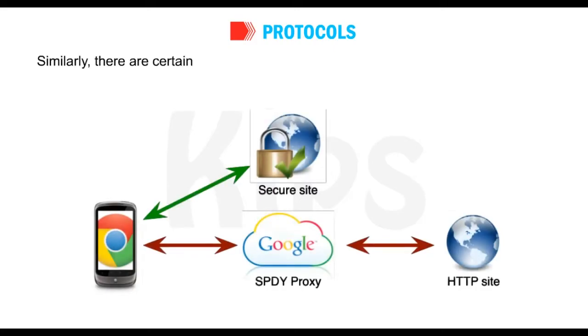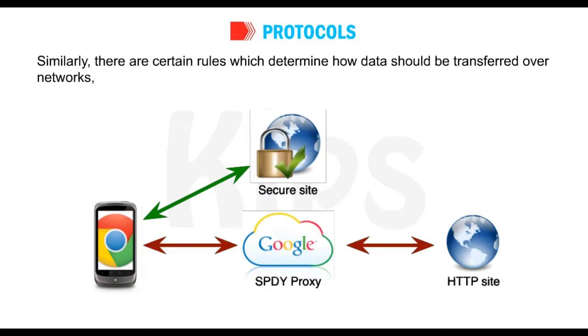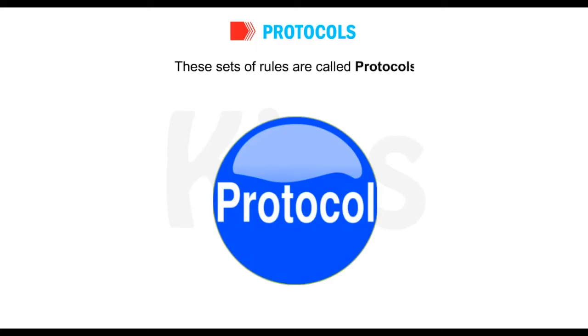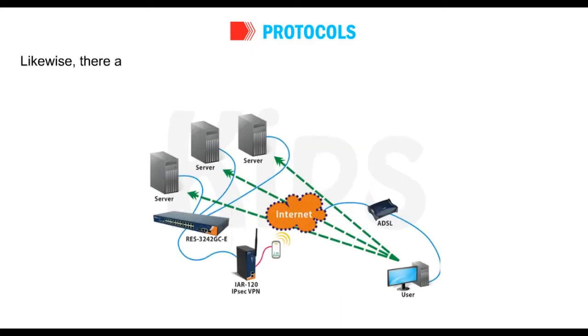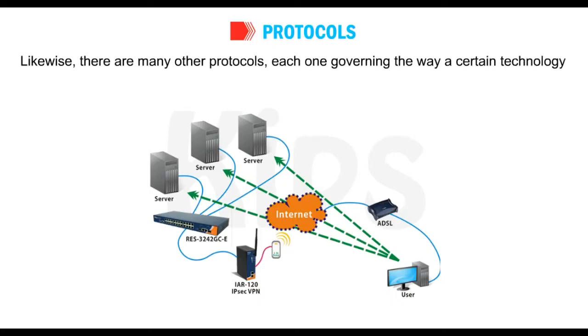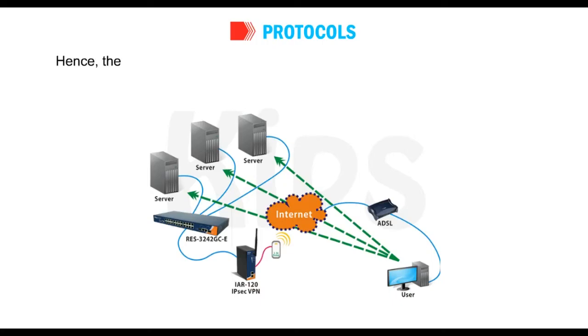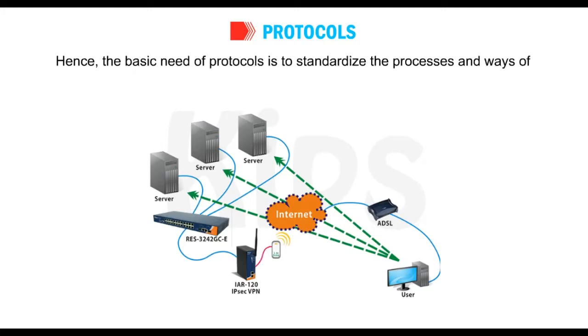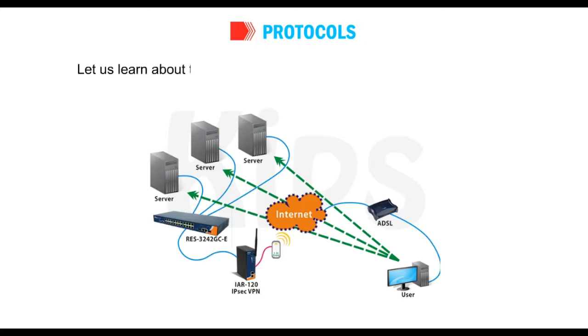Similarly, there are certain rules which determine how data should be transferred over networks, compressed, presented on the screen, and so on. These sets of rules are called protocols. Likewise, there are many other protocols, each one governing the way a certain technology works. Hence, the basic need of protocols is to standardize the processes and ways of communicating over a computer network. Let us learn about the most common protocols and their unique features.